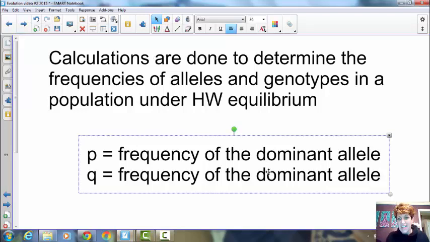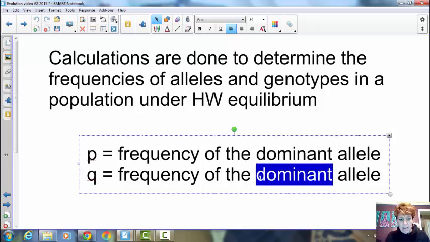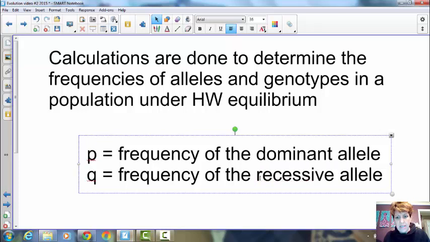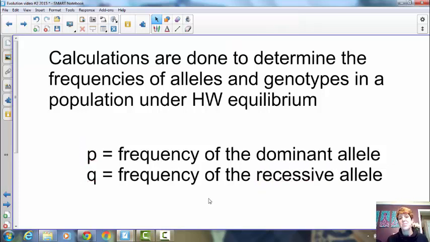This is wrong. This word right here should be recessive. Let's fix it right now. This is what happens when I copy paste. There we go. Now it's right. All right, so P's are dominant alleles and Q's are recessive alleles.